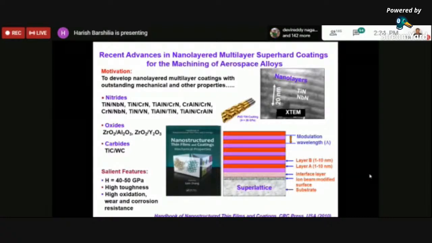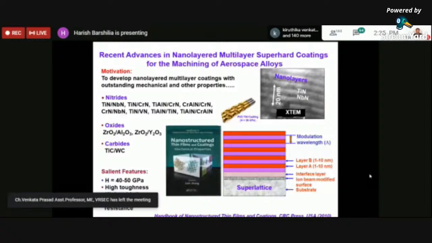So we have worked on various nitrides, oxides, and carbides, and we have done extensive studies to see how the performance of cutting tools can be improved by using these nano-layer, multi-layer coatings. If you are interested, you can refer to this book, wherein our work is published in detail. I encourage you to go through it. This is from the CRC handbook from the United States of America.